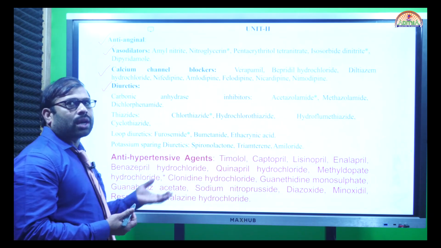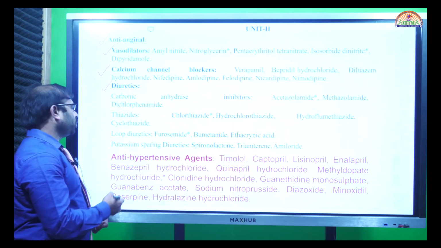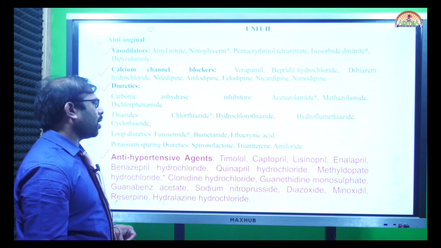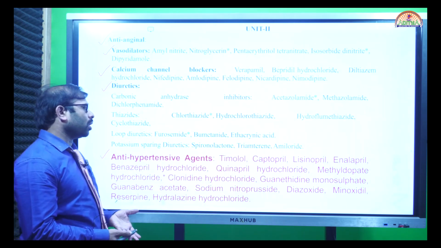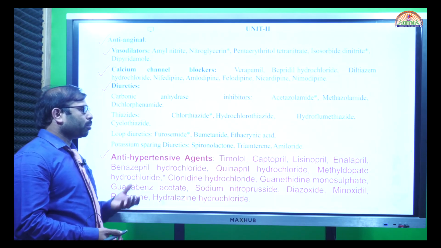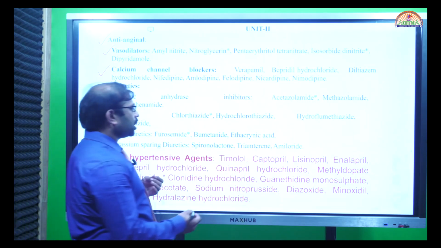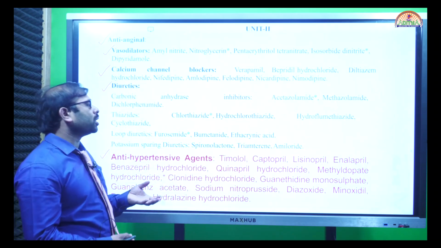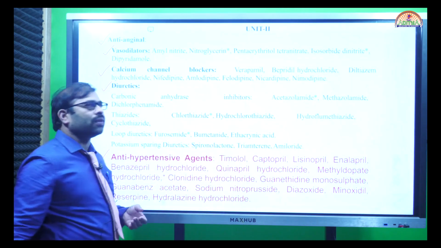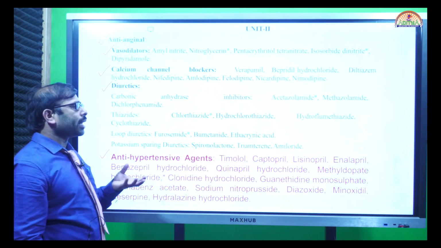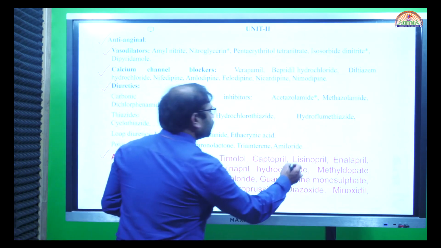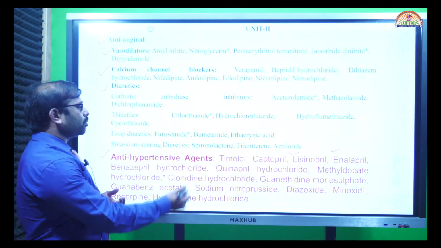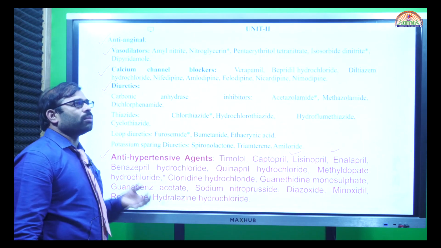details about the last part of unit 2, that is the antihypertensive agents, generally called antihypertensives. So these are the main topic. There are different molecules given here to learn specifically their structures, their mode of action, and their uses. A number of molecules are given as antihypertensives, like timolol, captopril, lisinopril, followed by enalapril, and followed by benazepril. There are many compounds, so we are going to learn them one by one.